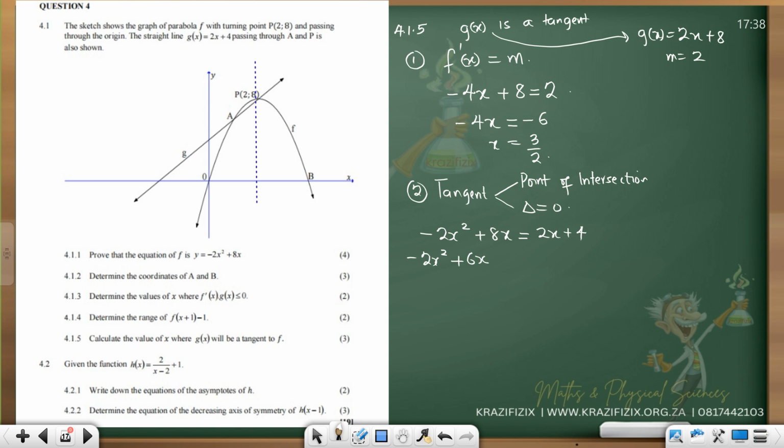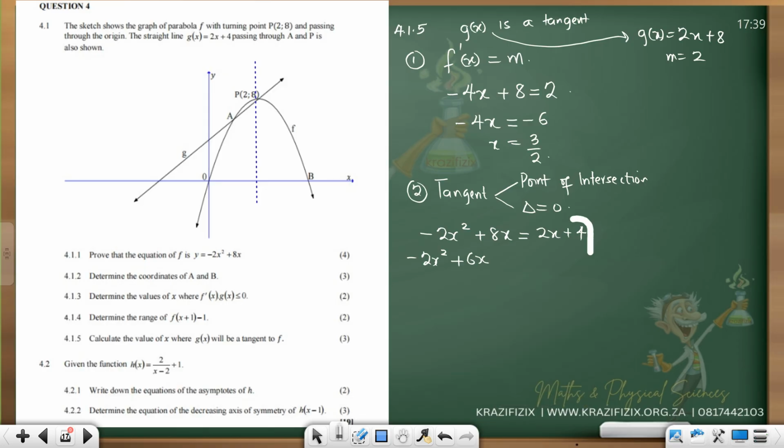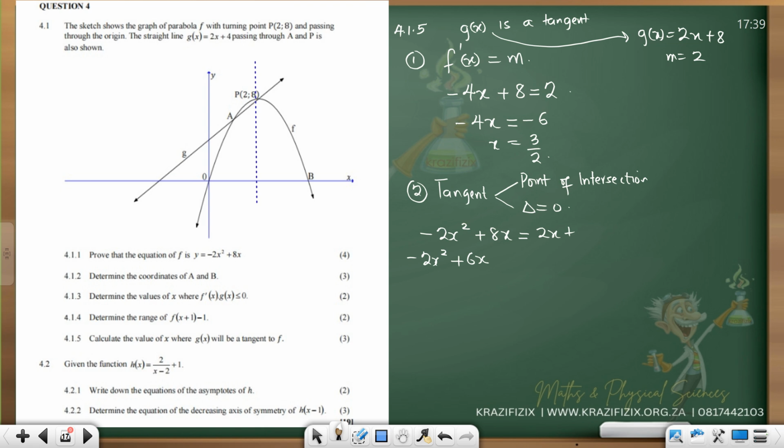Wait, what am I doing? We want to calculate the value of x where g of x will be a tangent. What happens is our equation will no longer have this k, will no longer have this 4. Why will it no longer have this 4? I'm going to say plus k.